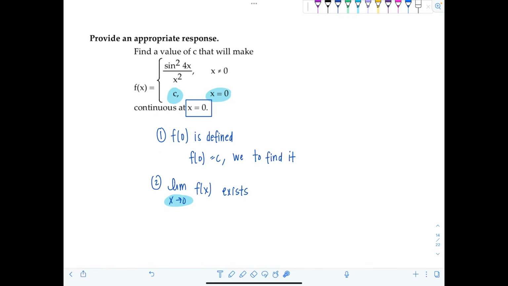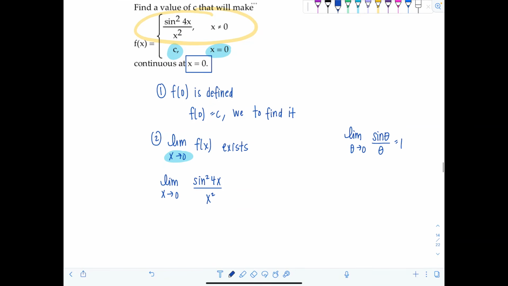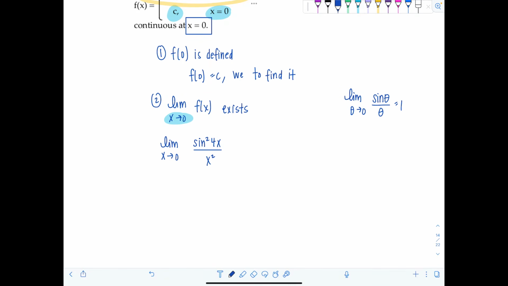So going back to where we're at, when I'm trying to find this limit, I'm just going to focus on this portion of the piecewise function. Okay, so let's see, does that limit exist? What is the limit as x approaches 0 of sine squared 4x over x squared? Well, there's a reason we just did that limit earlier, where we have the limit as theta approaches 0 of sine theta over theta equaling 1. I want you to see how you can use that here.